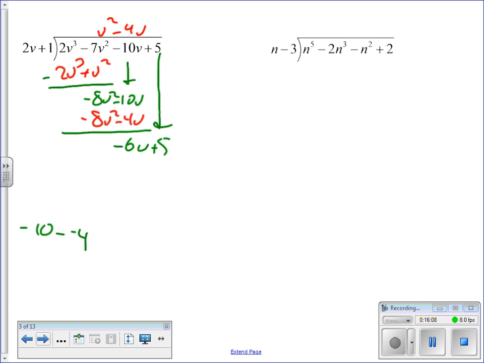Okay, 2v goes into negative 6v how many times? Negative 3. Negative 3 times 2v is negative 6v. Negative 3 times 1 is minus 3. And then I subtract. 5 minus negative 3 is 8.